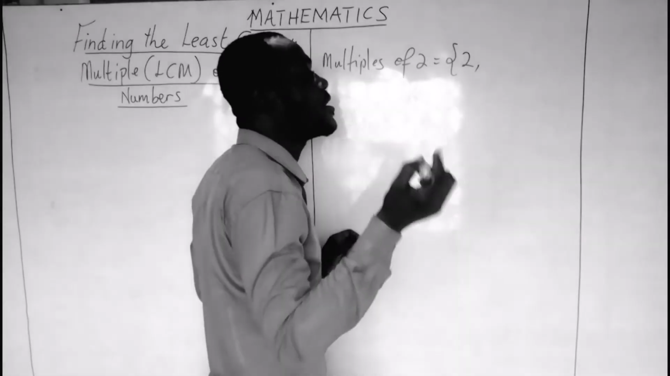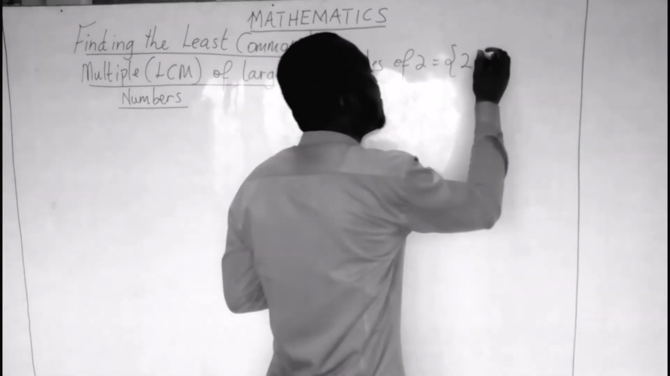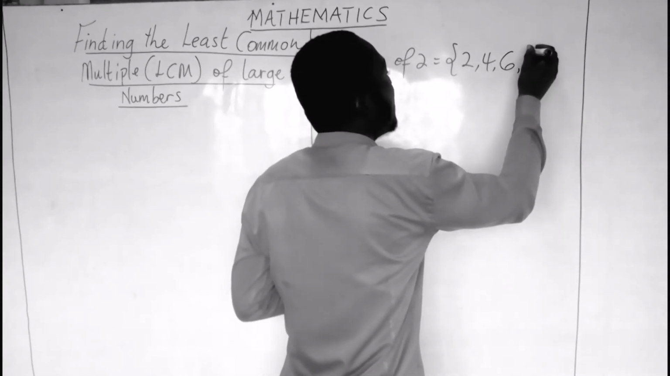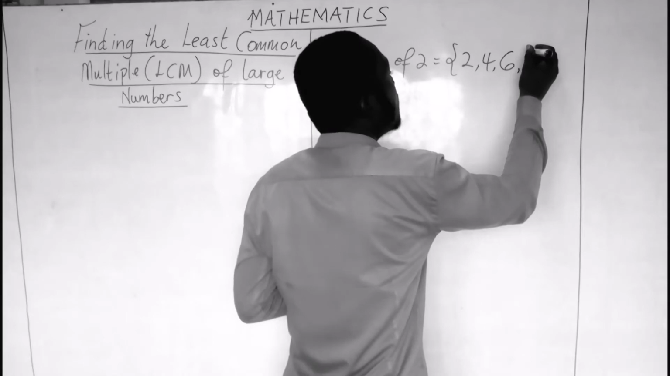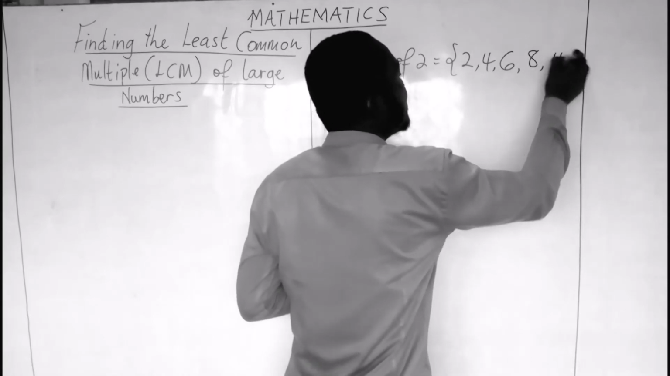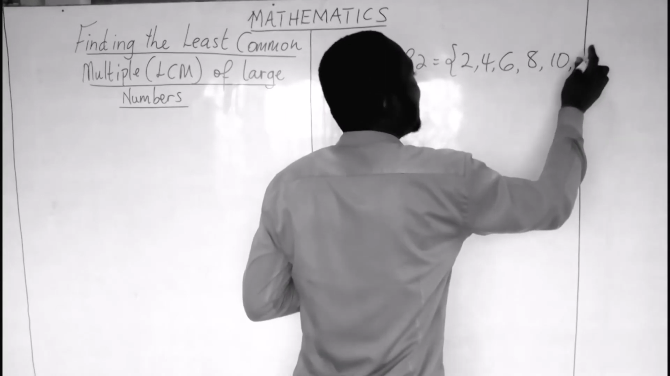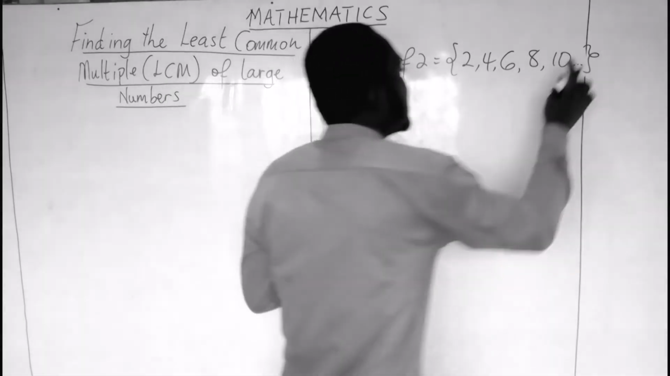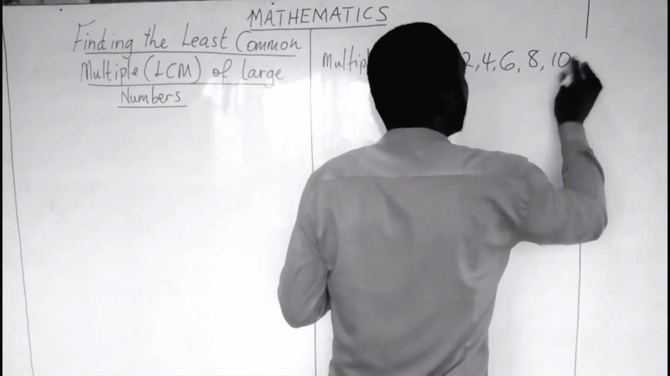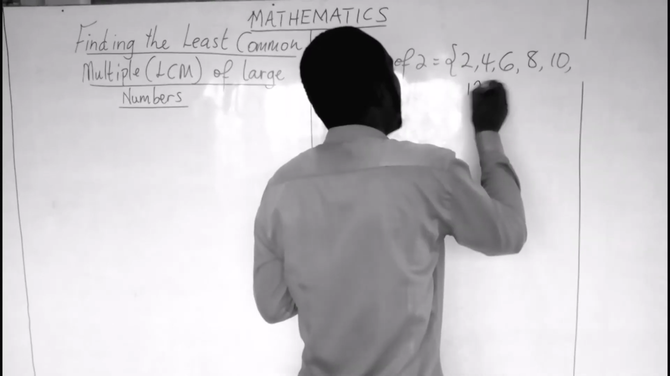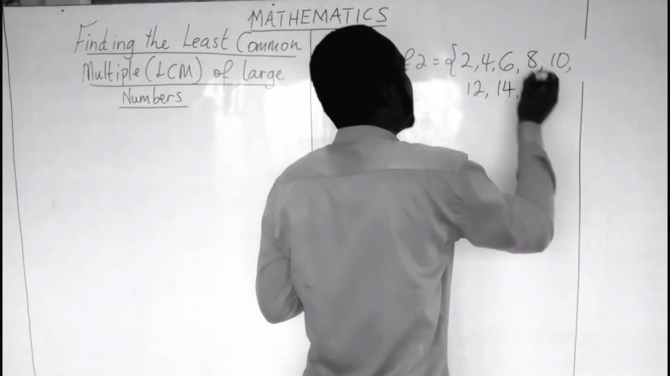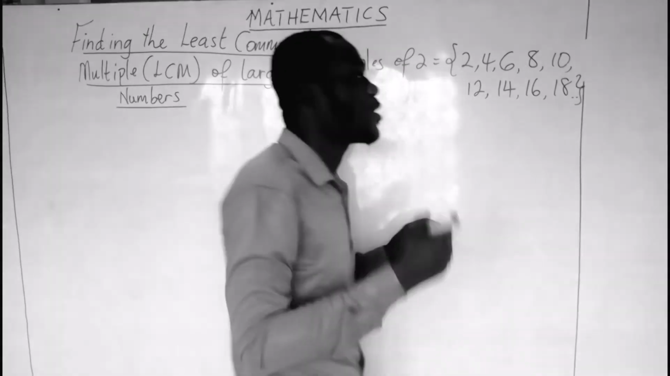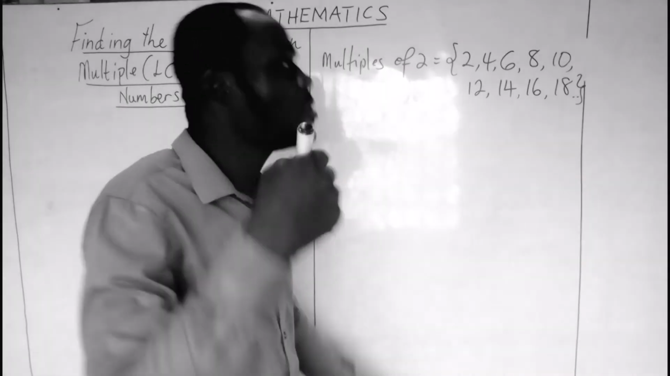Then 2 times 2, I'll get 4. 2 times 3, I get 6. Then I get 8, 10, and I continue in that order. Then maybe 12, 14, 16, 18, that way, and it goes on and on. As long as you really want to go, you can still be going.